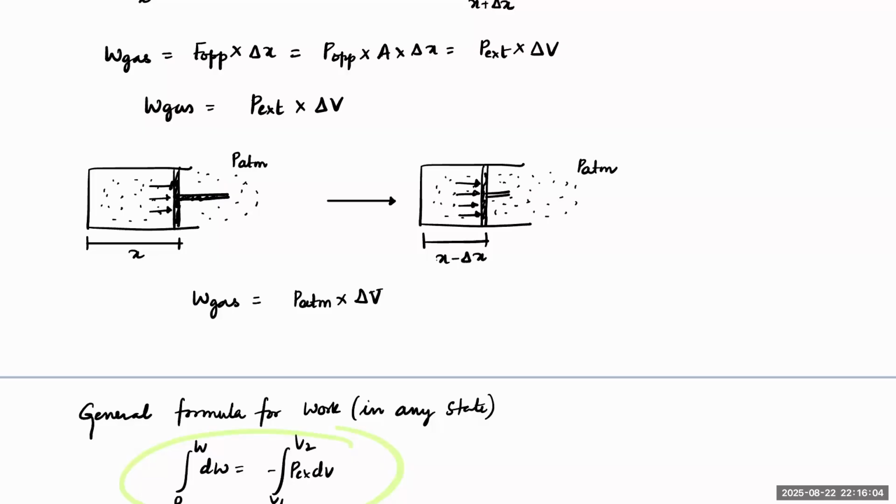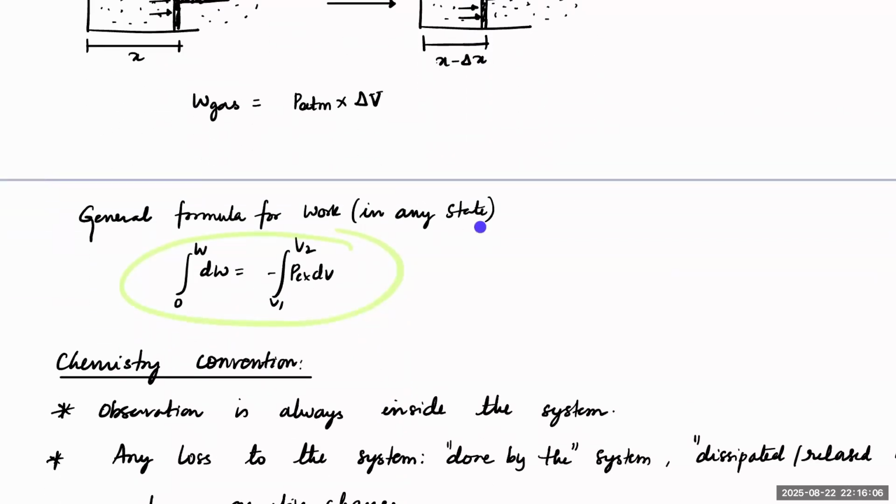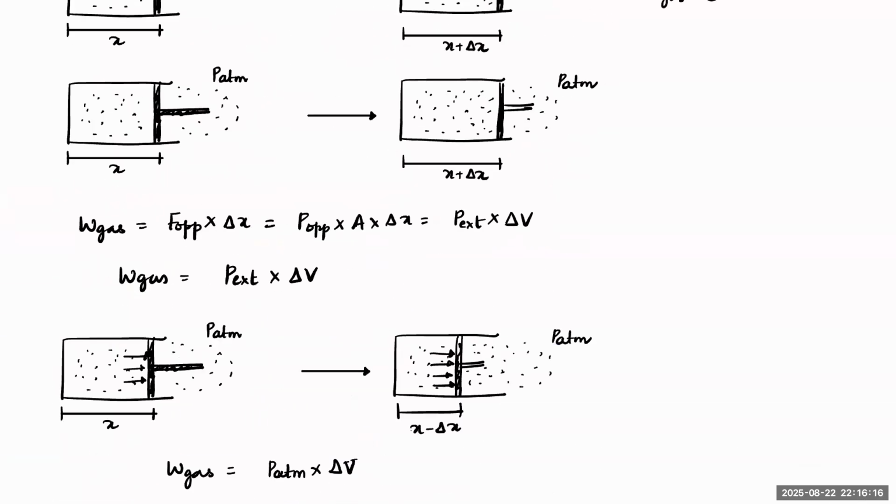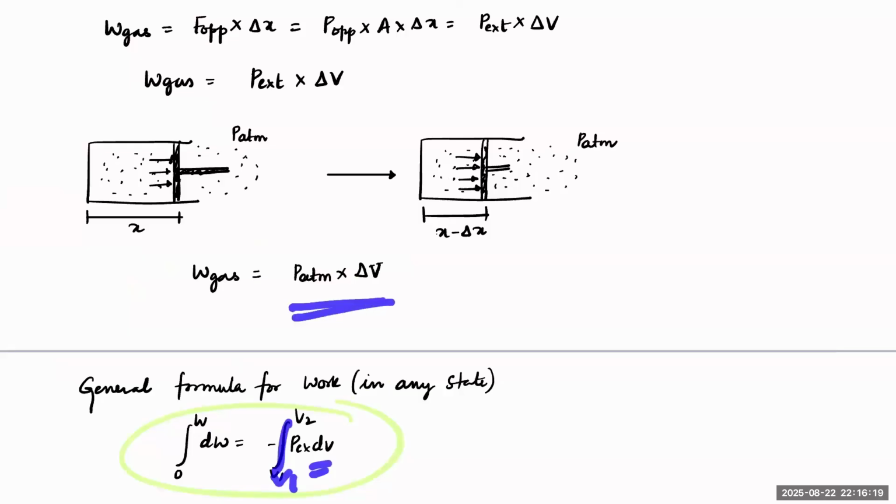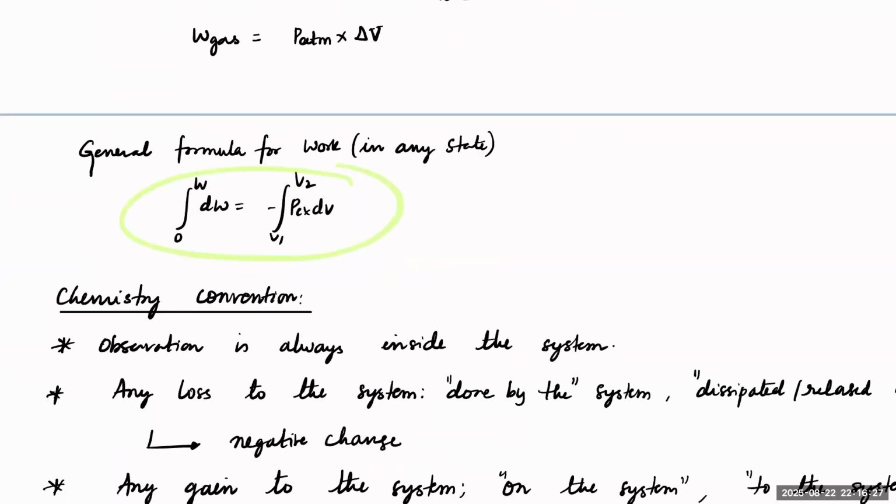Okay. Now, what is the general formula for work? So integral 0 to W dW is equal to minus P external into dV. So this would be P ATM into delta V. In this case, it will become P external into delta V. This is a general equation.